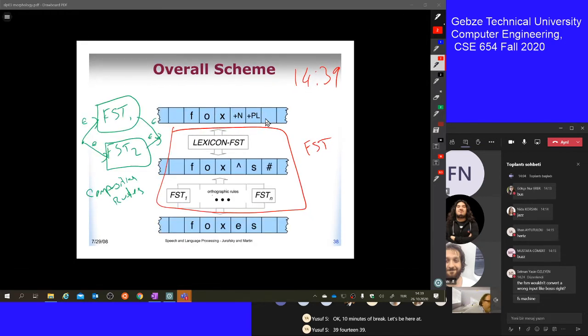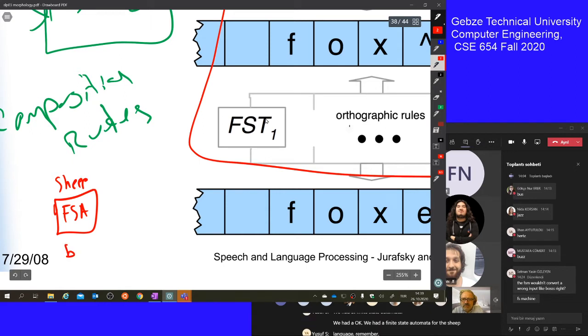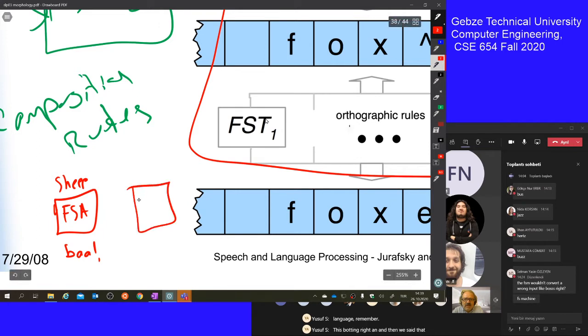Okay, so are there any questions? So this composition thing is different from, remember we had a finite state automata for the sheep language, remember? This baa thing, right? And then we said that we would like to take the union of, no, we would like to concatenate with the bird language, another finite state automata.